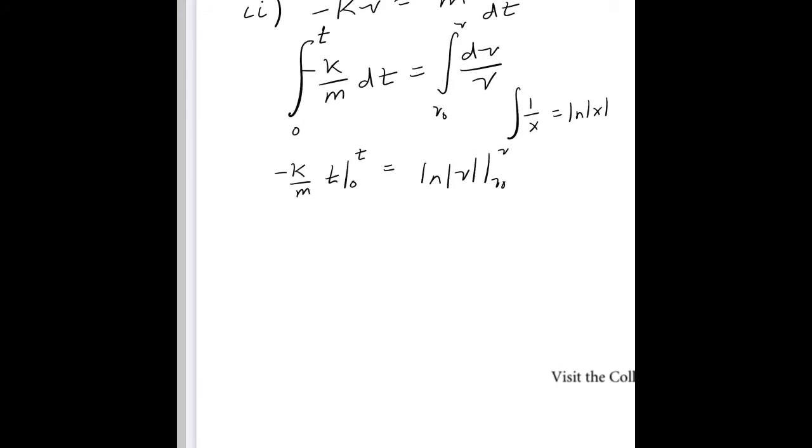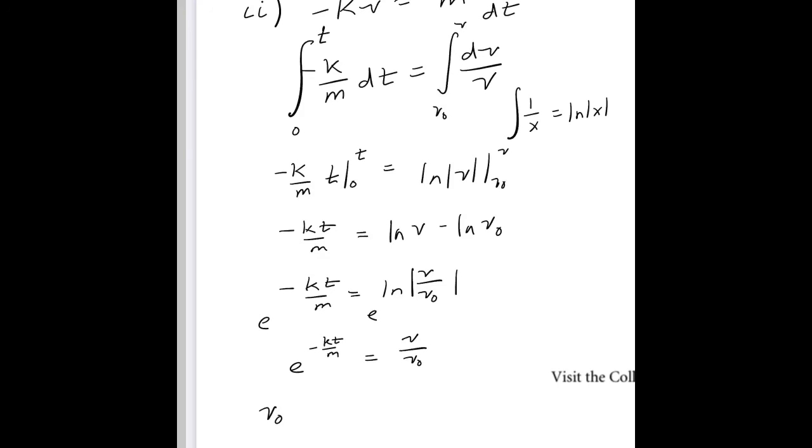All right. So this is going to be negative kt over m is equal to the natural log of v minus the natural log of v initial. All right, this is going to be negative kt over m is equal to the natural log of v over v initial. We make that little simplification there. And I'm going to do our little trick here, take e to both sides to get those logs out of that expression. So this is going to be e to the negative kt over m is equal to v over v initial.